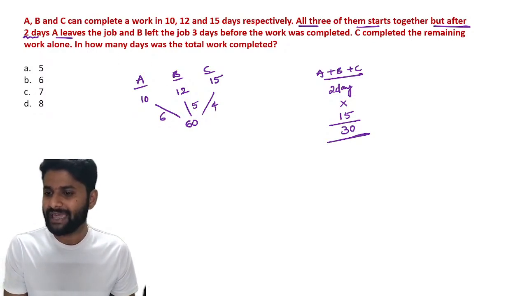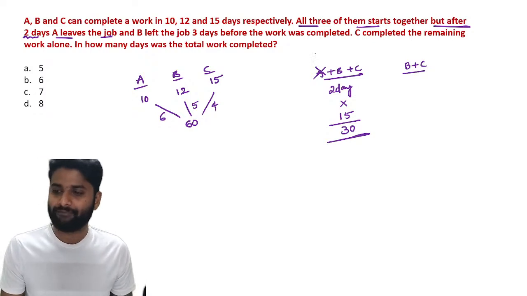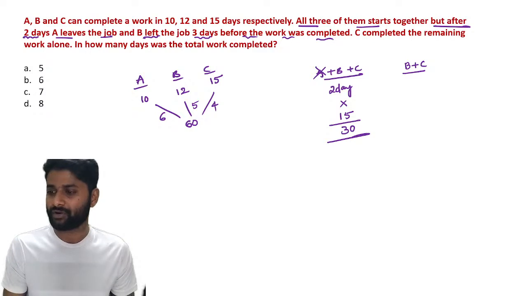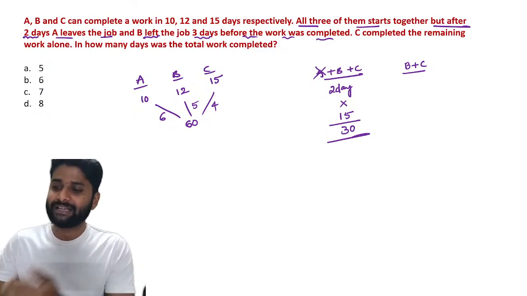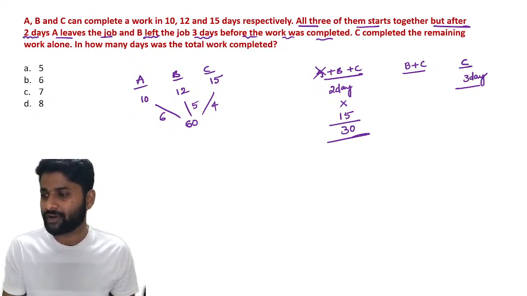Now you can continue. After 2 days, A leaves the job. Now, who continues the job? B and C continue the job. And one more statement we have. A leaves the job and B left the job 3 days before completion of the work. Guys, 3 days before completion, B left the work. It means in the last 3 days. We don't know how many days B and C worked.